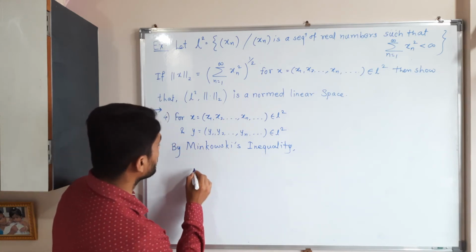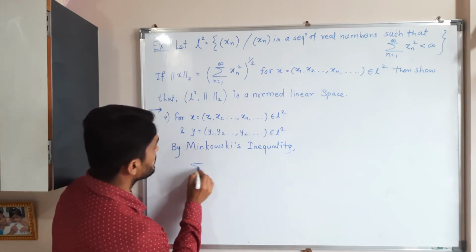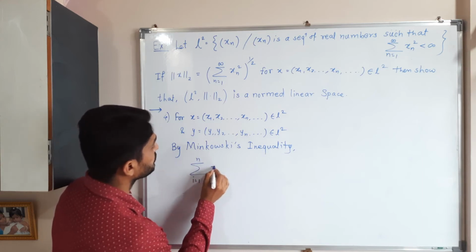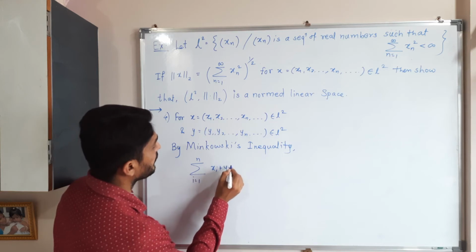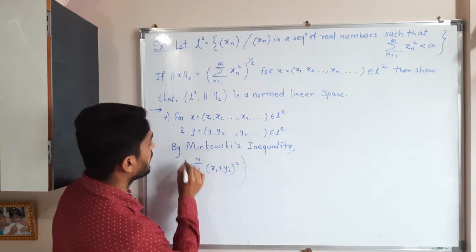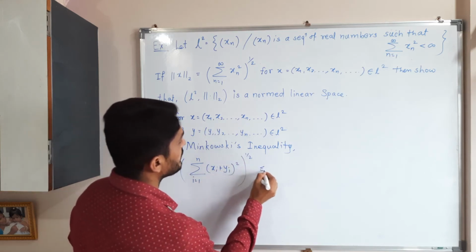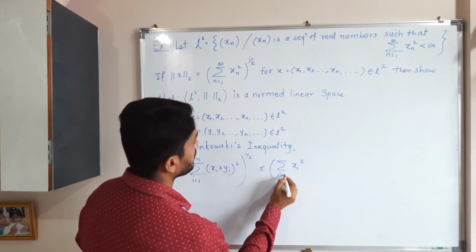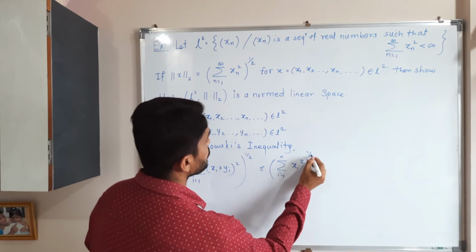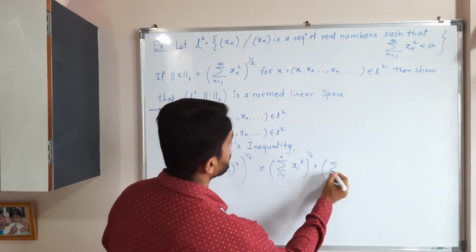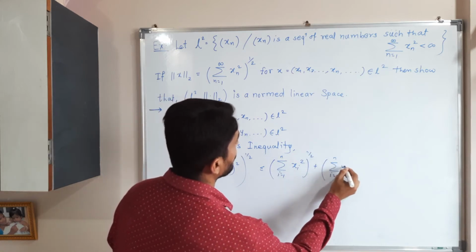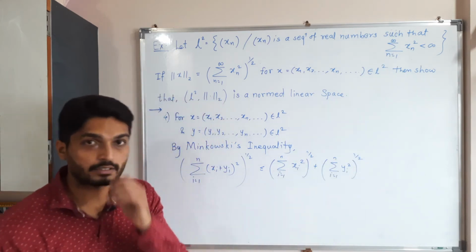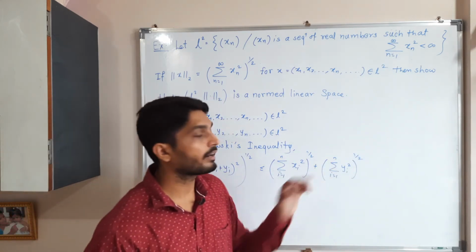So this inequality says summation i running from 1 to n of (xi plus yi) square raised to 1 by 2 is less than or equal to summation i running from 1 to n of xi square raised to 1 by 2 plus summation i running from 1 to n of yi square raised to 1 by 2. This is Minkowski's inequality. But this is true for finite summation.